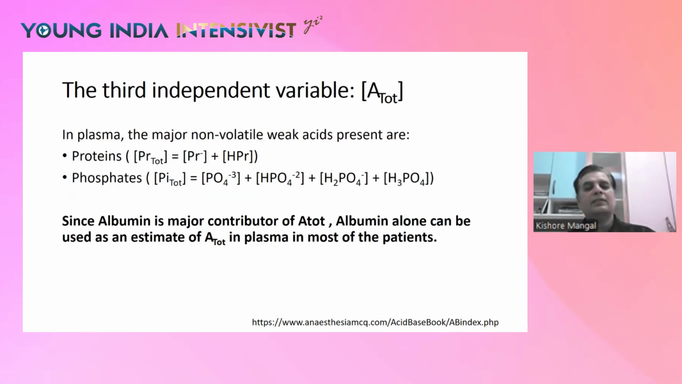Now, why is it an independent variable? Because again, it is not produced locally, but it is produced by the liver and by local metabolism. Okay, so like protein and phosphates, they are not regulated by the fluids. So that is why protein and phosphates become the major non-volatile weak acids. And amongst the two, albumin is a major contributor. So when we do it practically, ATOT can be replaced by albumin alone, especially if the phosphorus levels are not very high, right?